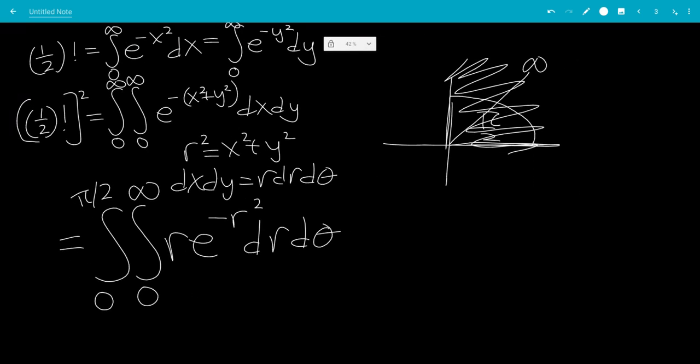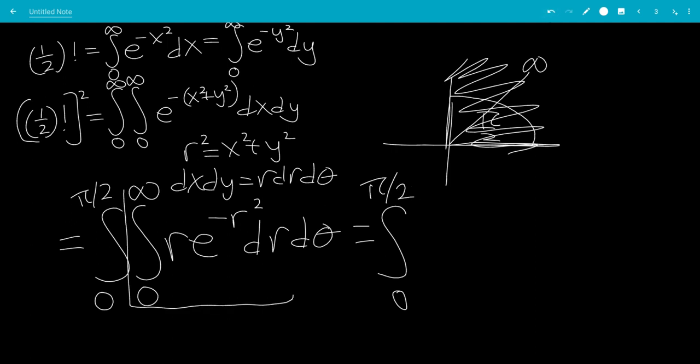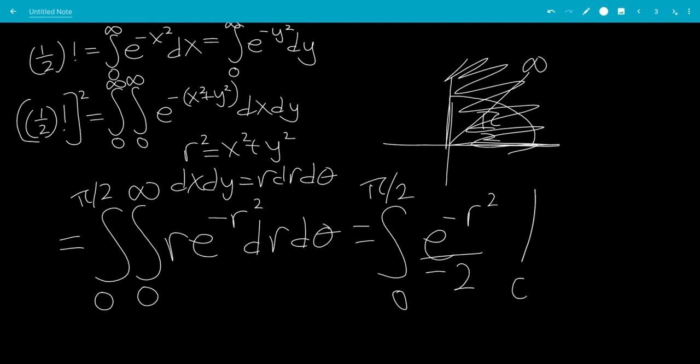So now we're going to do this integral first. So this will be the integral from 0 to pi over 2 of the integral of r e to the minus r squared, so that will be e to the minus r squared divided by, so we want a negative 2r. We have r, so we have to divide by negative 2. Plugging in from 0 to infinity, d theta.